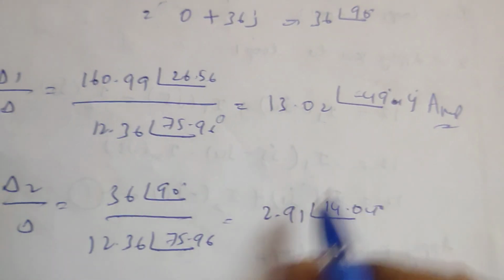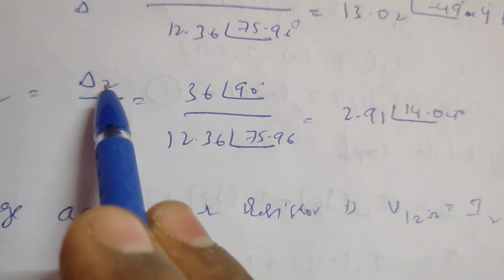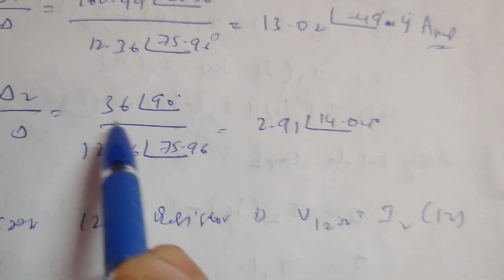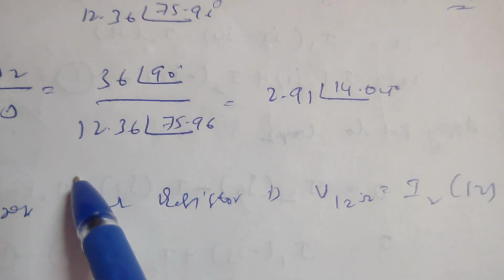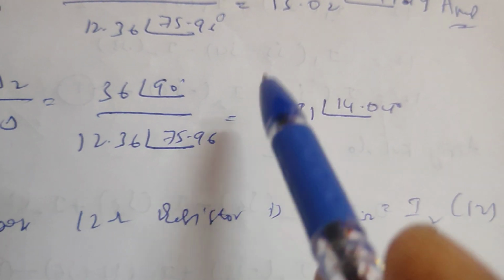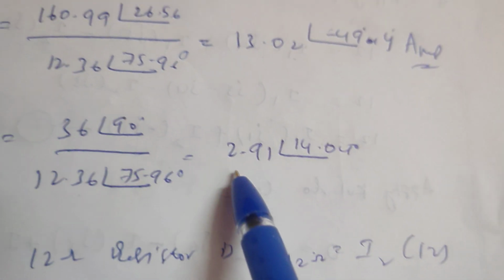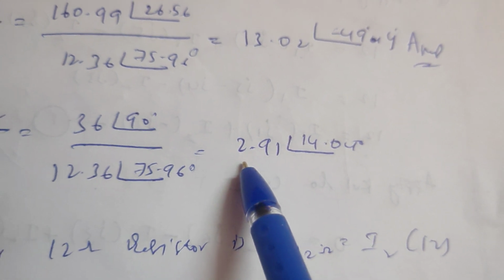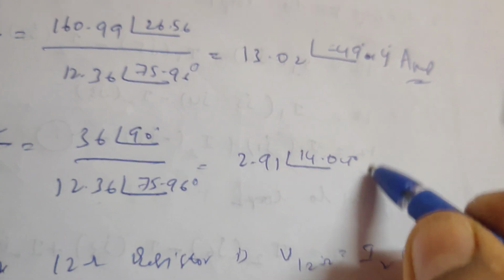So I1 is 13.02 amperes. Similarly, for the I2 current, I2 is simply del 2 by del. Here the del 2 value is 36 at an angle of 90, and del is 12.36 at an angle of 75.96 degrees. By simplifying it, we'll get a current of 2.91 at an angle of 14.04 amperes.